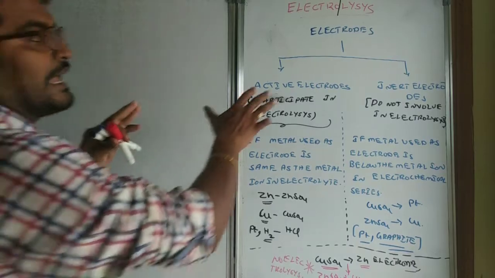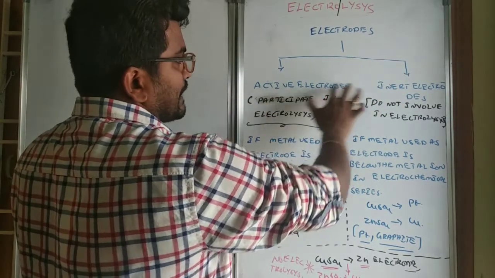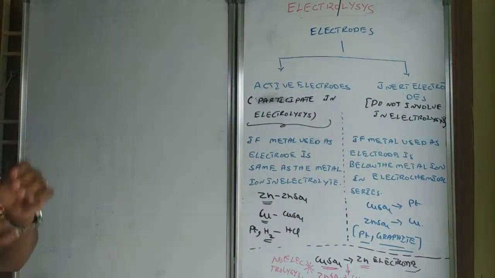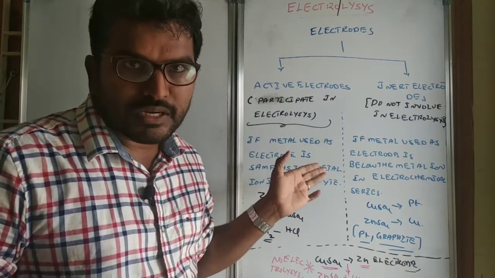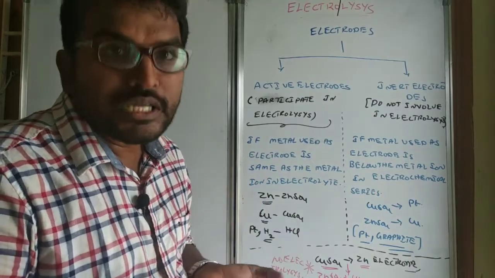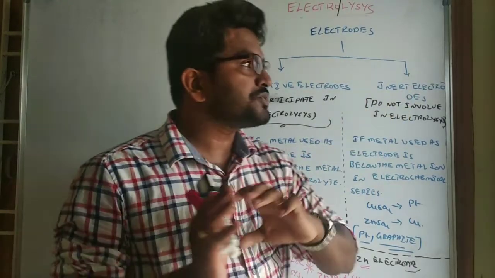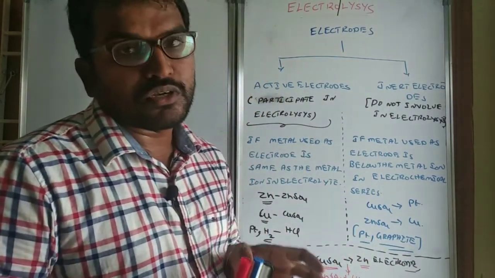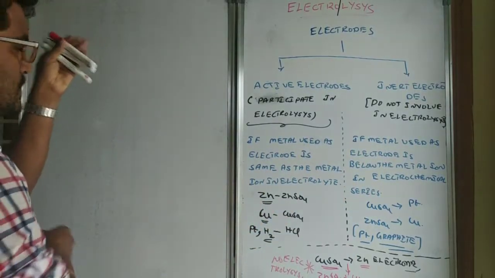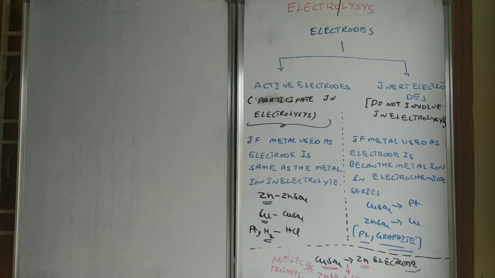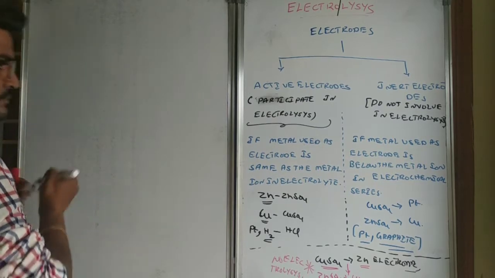So like this, electrodes are of two types: active electrodes and inert electrodes. Active electrodes will participate in the electrolysis, that means they undergo dissolution. In inert electrodes, there will be no dissolution or deposition in the particular case. Let's move to the next thing, electrolytes.